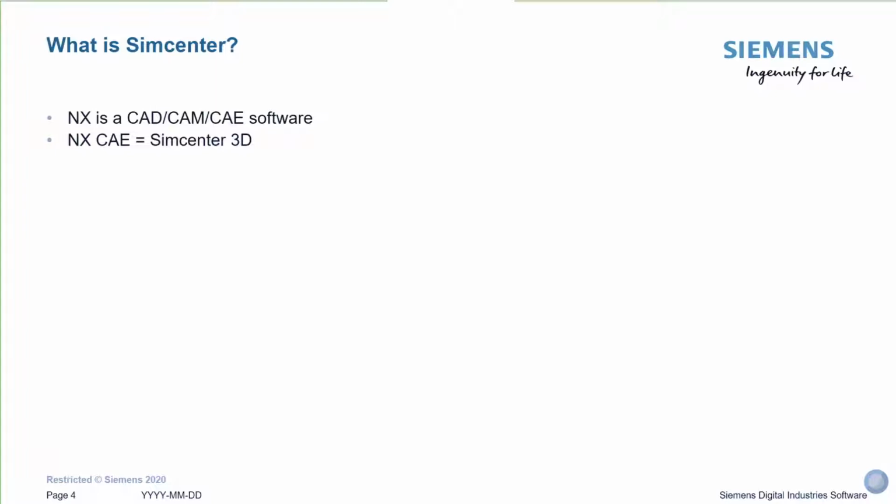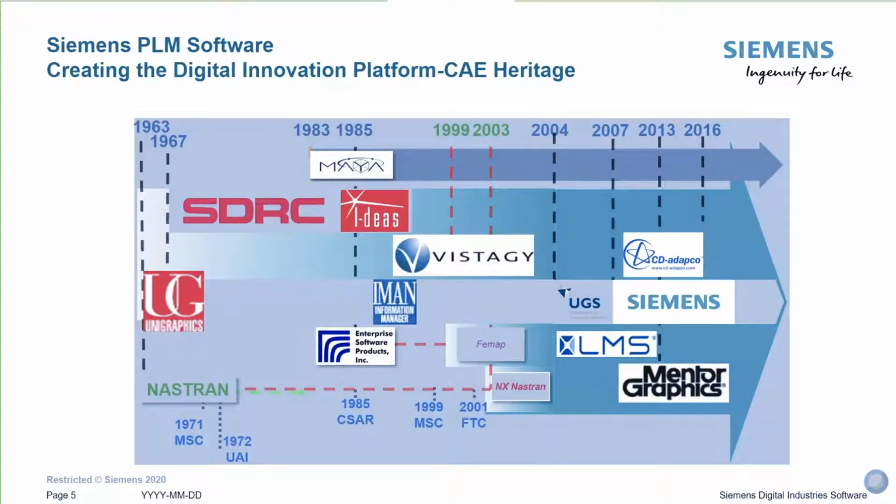So what is SimCenter? I think a lot of people have heard of NX. NX is a fully integrated CAD/CAM/CAE system. The SimCenter product line was introduced in June of 2016, and SimCenter 3D includes all the capabilities of NX CAE along with many new capabilities. Next slide.